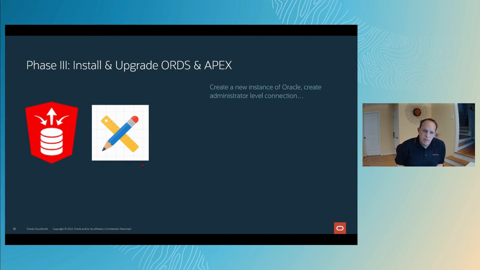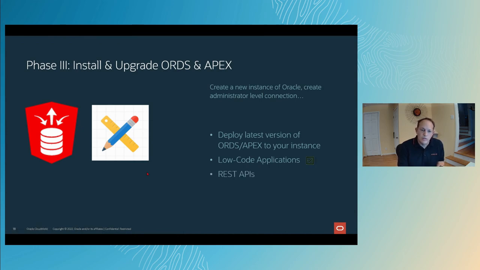For phase three, we're going to have the service. Once we know how to connect to your database and give you a SQL worksheet, we also want it to be really easy for you to do things like deploy, upgrade, and maintain Oracle REST Data Services and Application Express. So if you want to deploy those, you can then start building your own low-code web applications using Apex. And of course, you can use ORDS to deploy REST APIs.